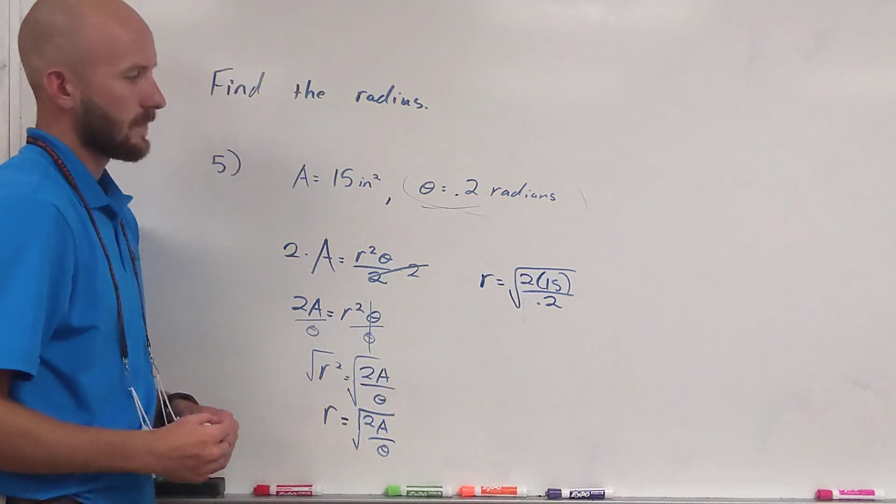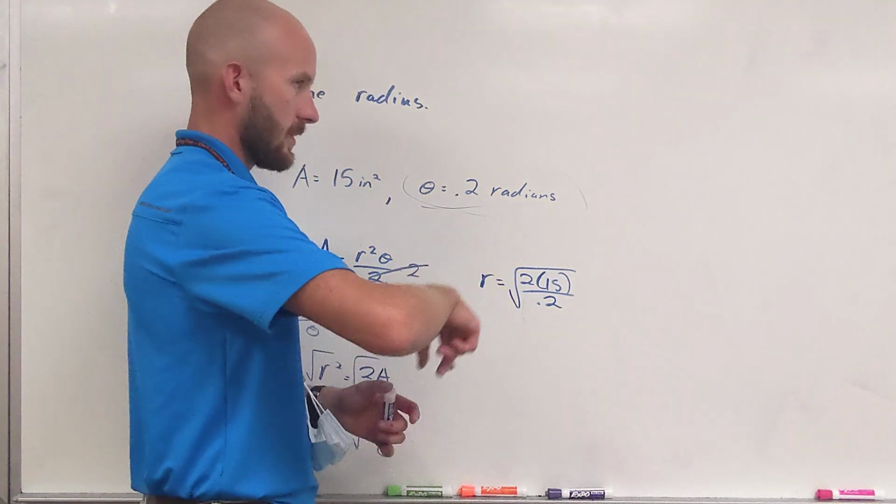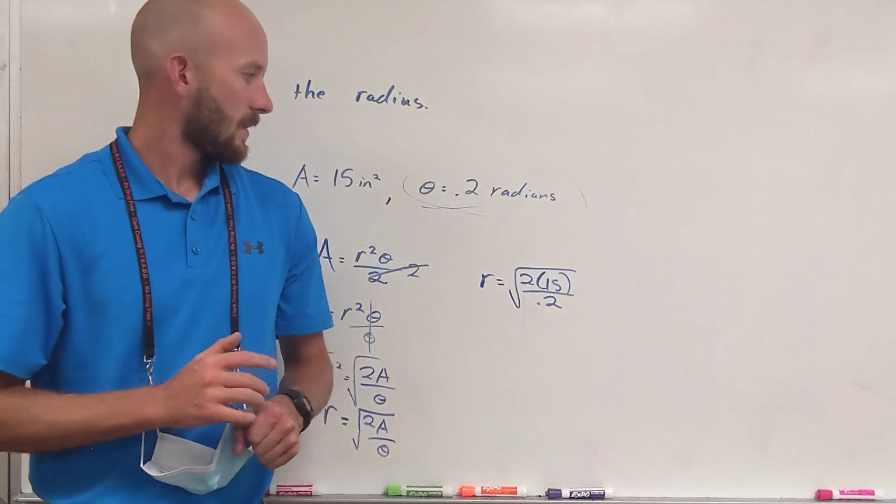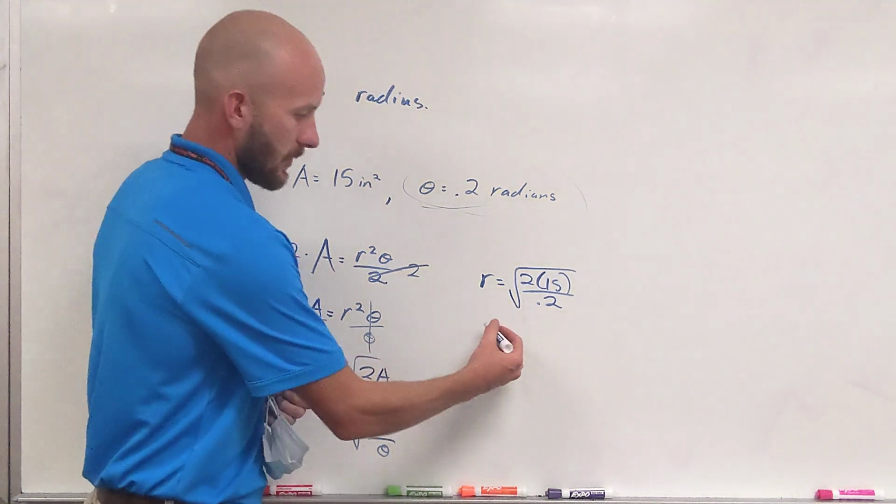I just took the first one. 30 divided by 0.2 would be 150. Square root of 150 is 12.2.